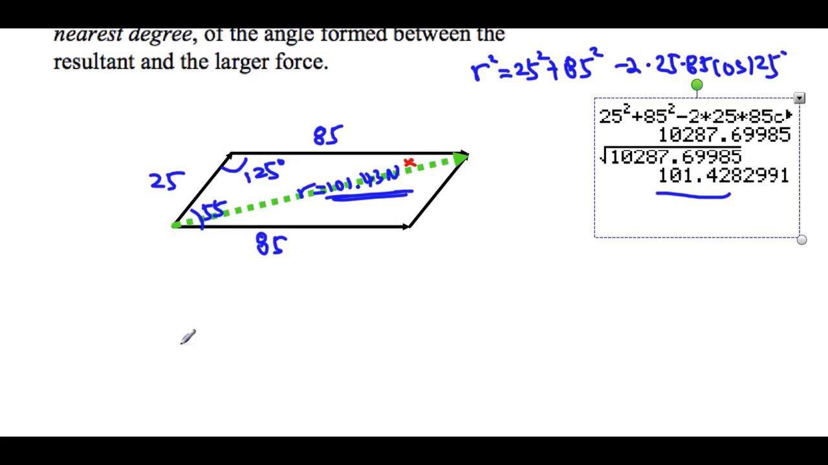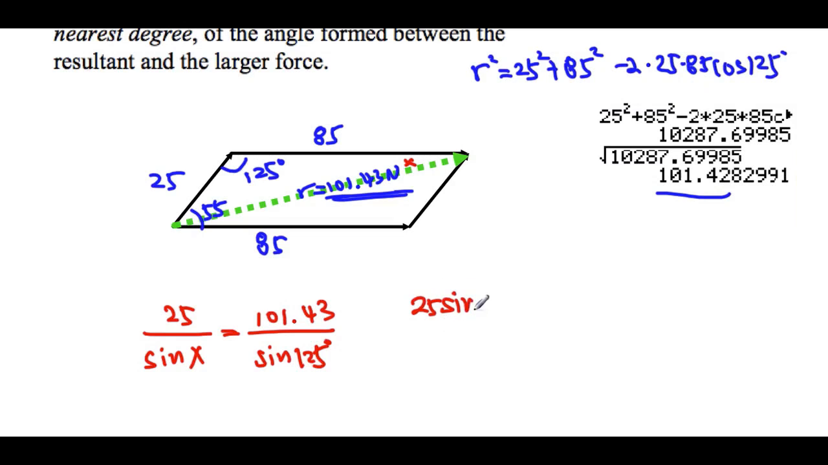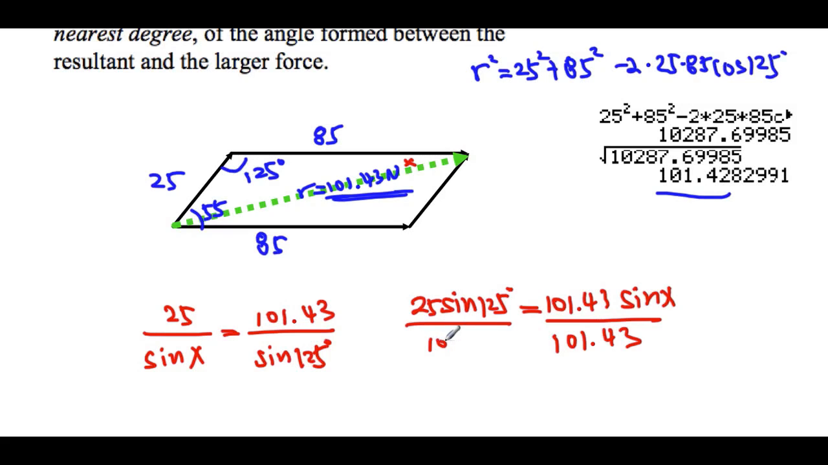25 over sine of x is equal to 101, because that's the known pair, 101.43 over sine of 125. Then once again, when we cross multiply, we get 25 sine of 125 equal to 101.43 times sine of x. How do you find x? We have to divide by 101.43.